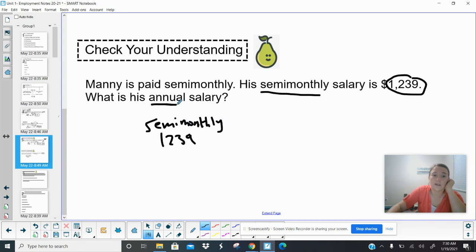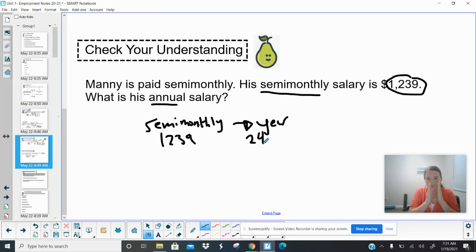We are going to annual because it says, what is the annual? We are going to a year. So to start with, you want to think about what number, because even if this is flipped, if it's year to semi-monthly, you still use the same number. So the number you should have used is 24, because we wrote that down. There are 24 semi-monthly pay periods in a year. And again, semi-monthly means twice a month.